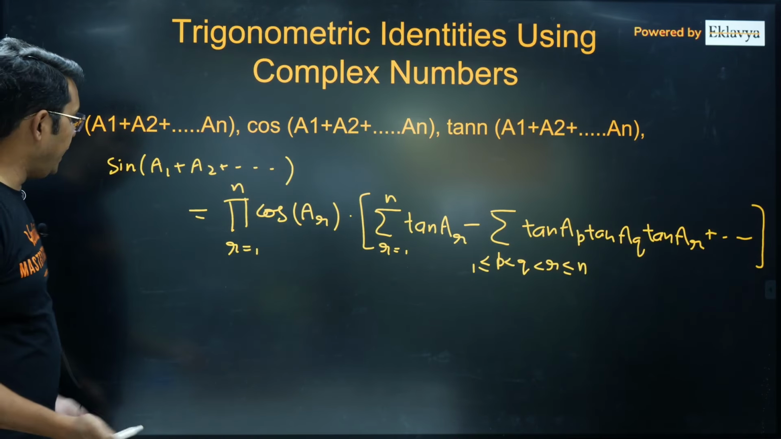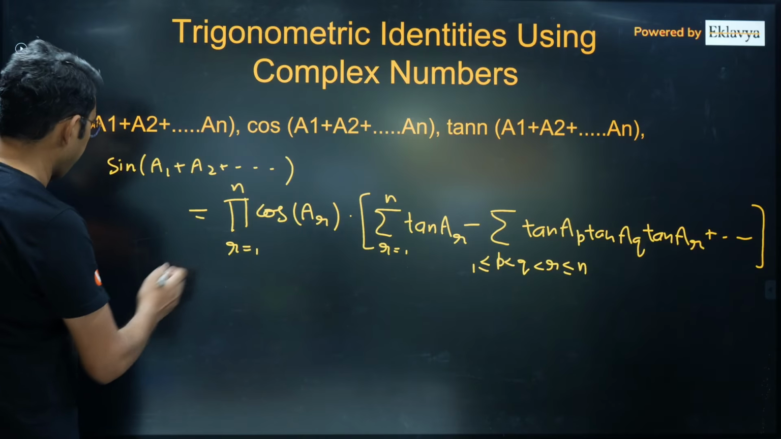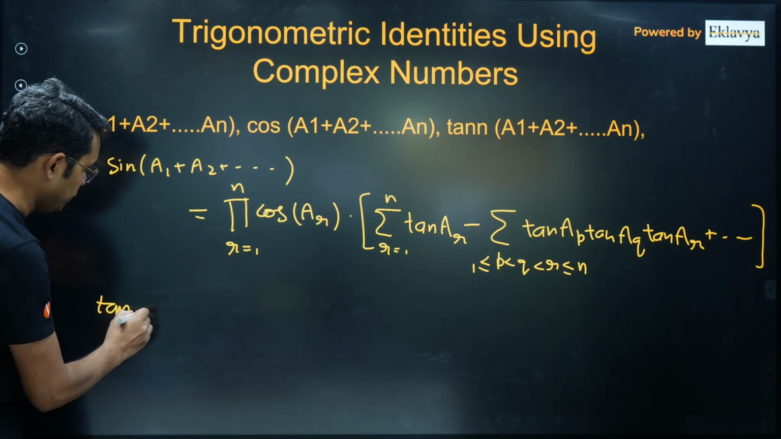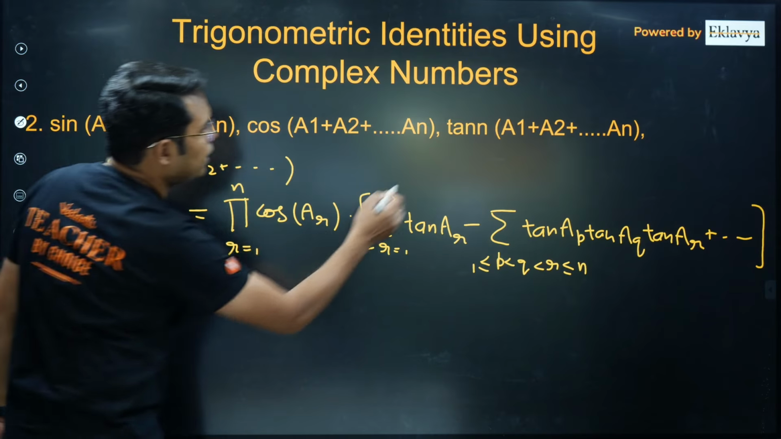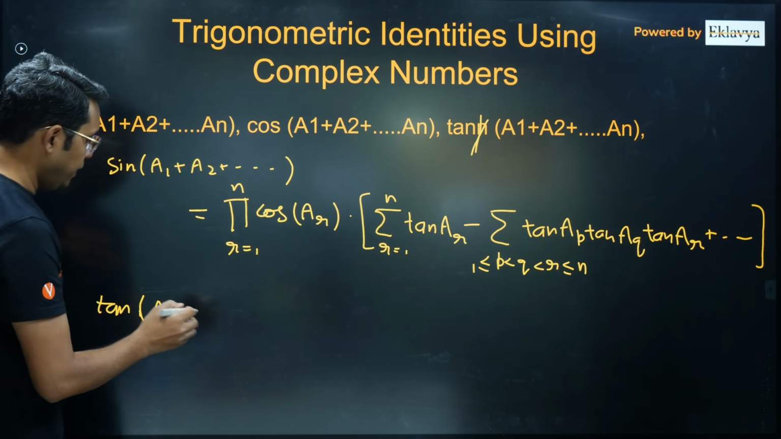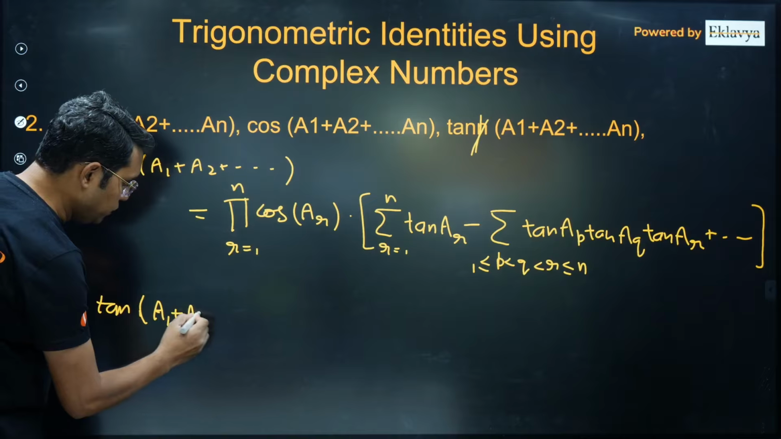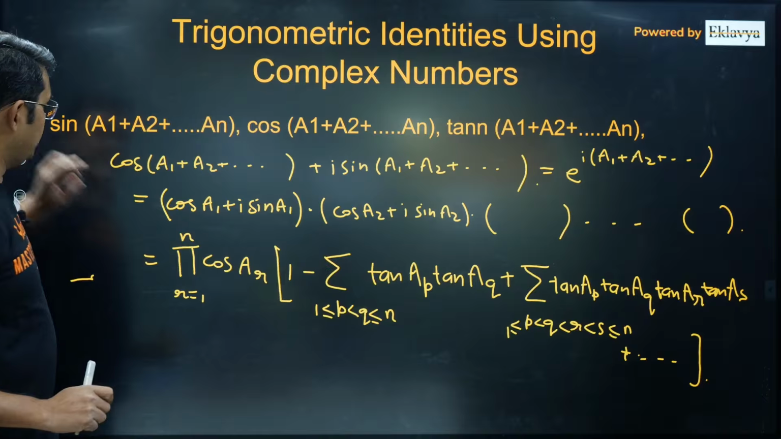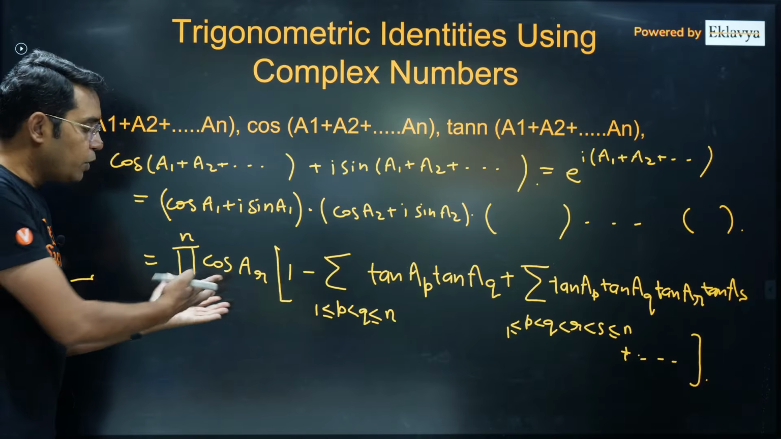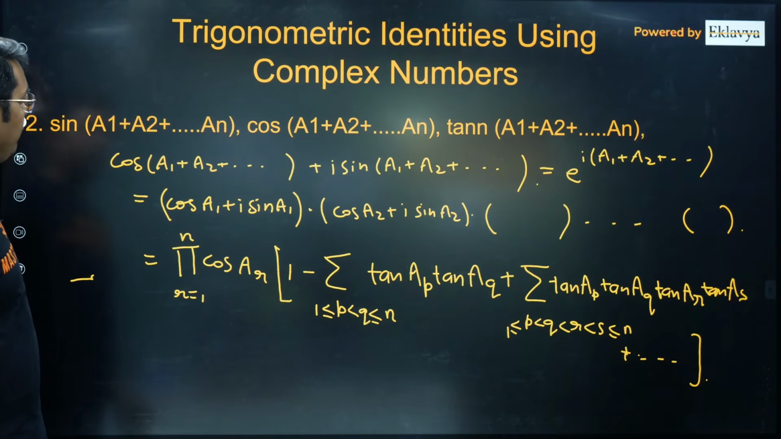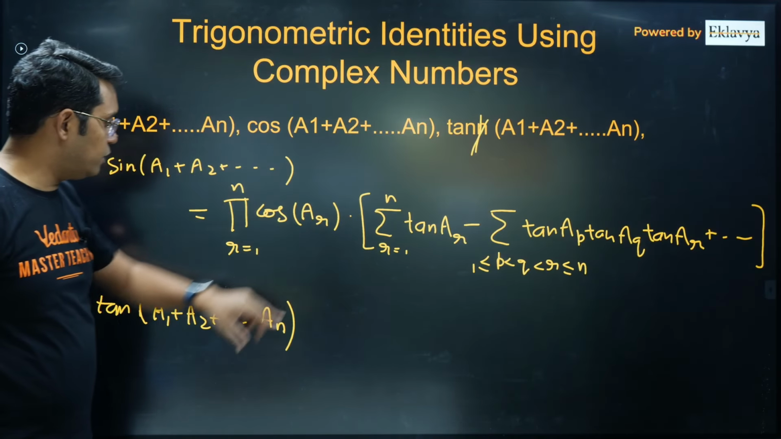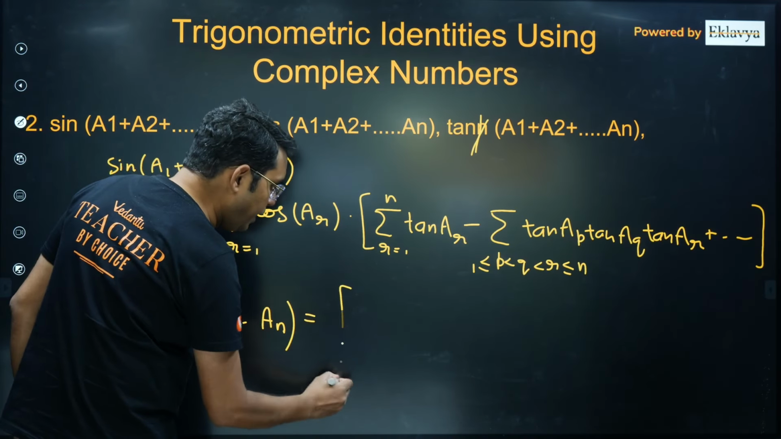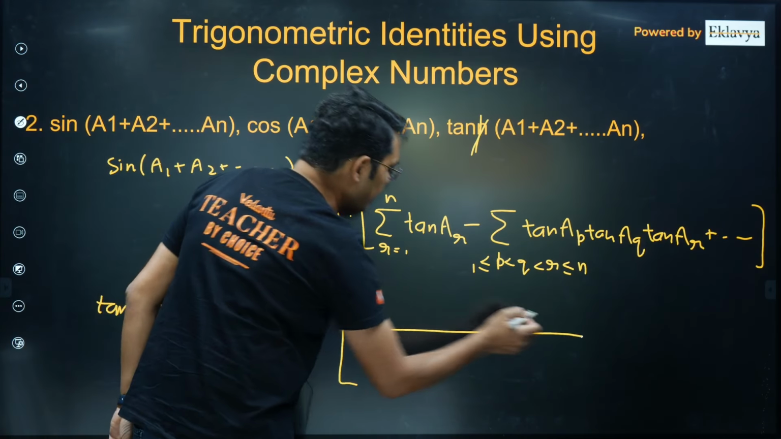Now if you are looking for tan, I think it will be just the division of these two things. Tan of, I think I have written n extra here, tan of A1 plus A2 and so on, AN. In fact, this continued product of cos will get cancelled and we will be getting all these terms of sine. In fact, this is also a formula given in many books at many places.